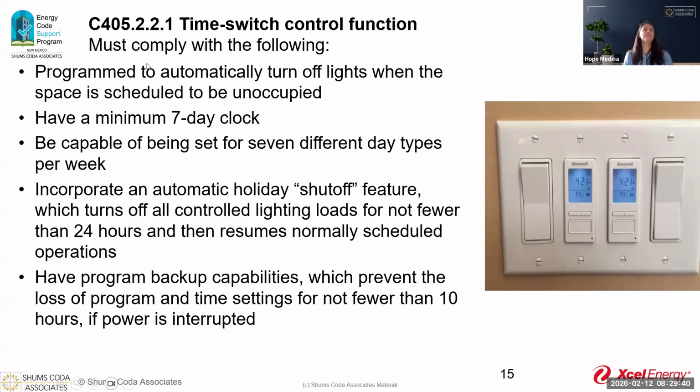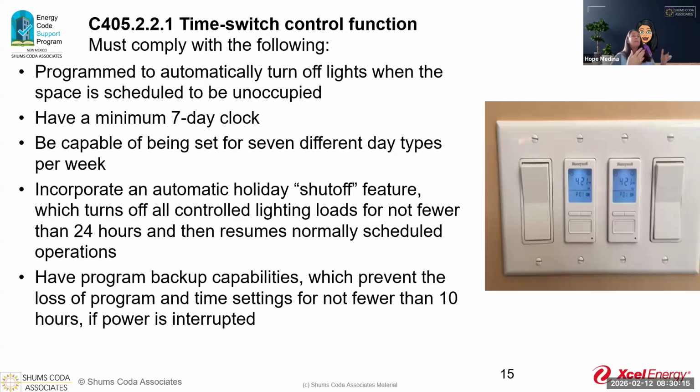All right, so what do these controls have to do? Well, that's a great question. Let me tell you. Your timer has to automatically turn off the lights when the space is scheduled to not be occupied. So if you are only open Monday through Friday, then, hey, Saturday and Sunday, you don't need to have the lights on. So it also has to have a 7-day clock and have the ability to set it for 7 different day types in that week. And as I mentioned, you're only Monday through Friday. You don't need lights on Saturday and Sunday, so you program it that way.